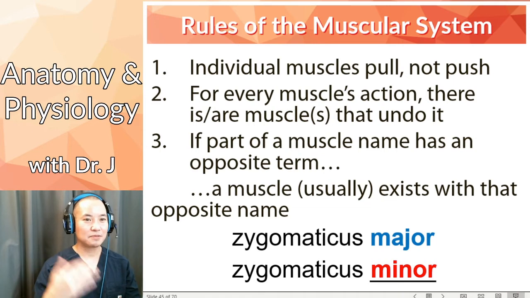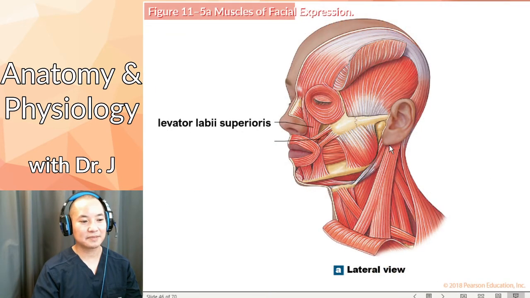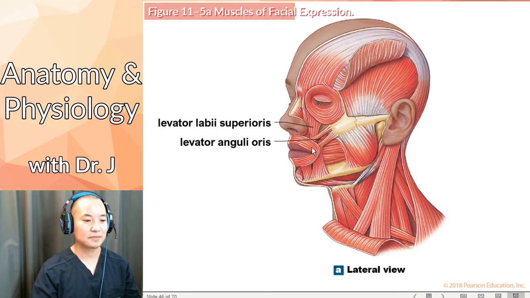So usually when you have a word that has a direct antonym or opposite, there's another muscle that has that same root word somewhere else in it, but they just flip that to the opposite term. Now, why do I bring that up? So you have your levator labii superioris, and you have your levator anguli oris. Now notice, what do they have in common? Well, one has labii, one has oris. One's referring to the lips, one's referring to the mouth, but they both have levator, right?